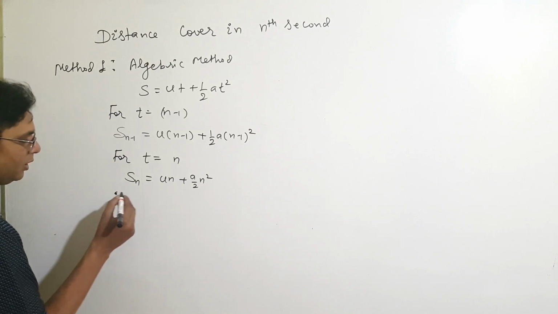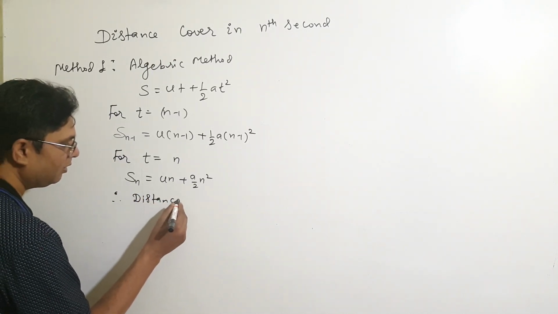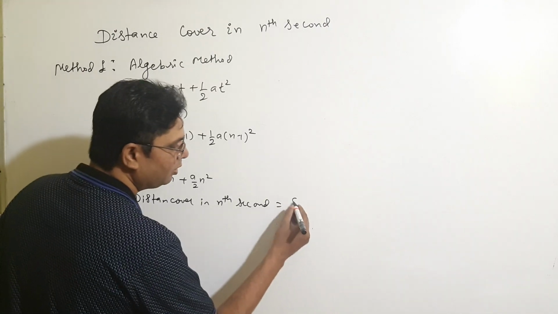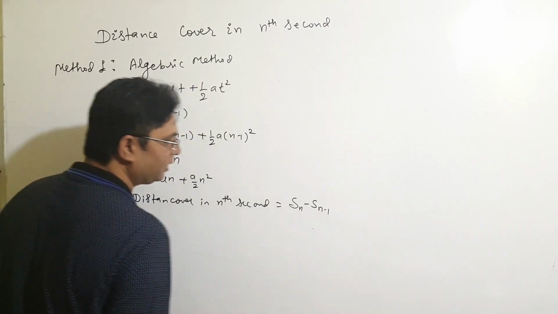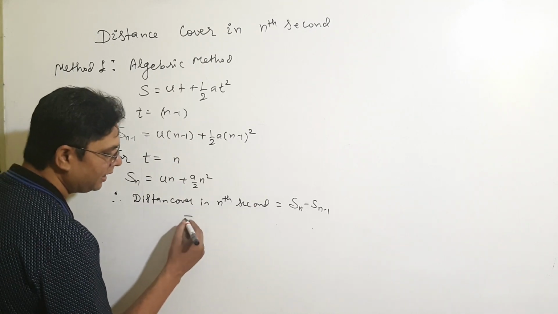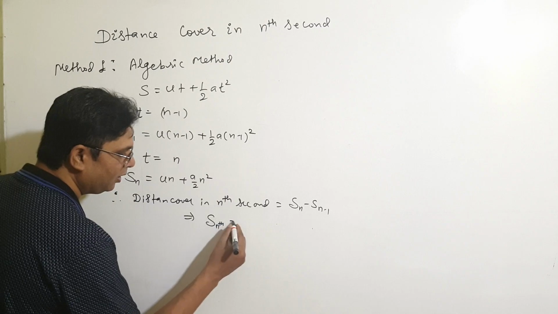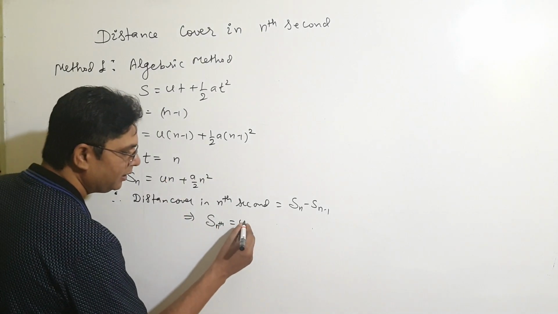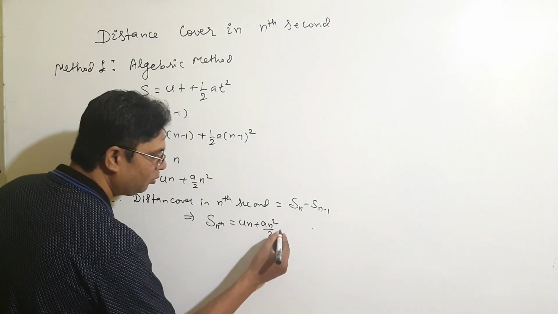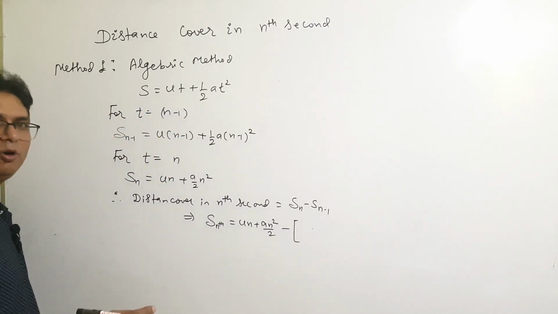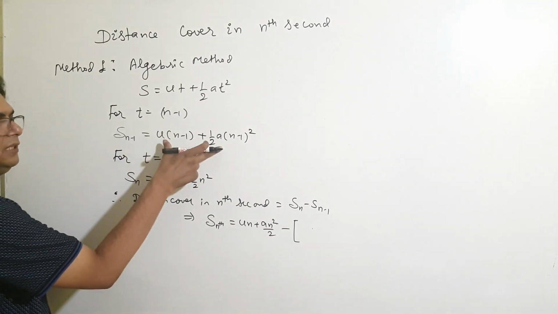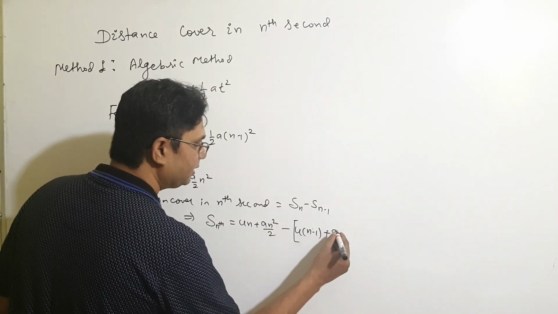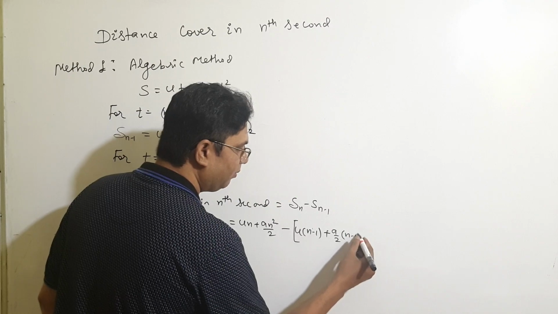So therefore, distance covered in nth second is equal to Sn minus S(n−1), and this distance covered in nth second is written as S nth. So put the value of Sn. The value of Sn is un + (a/2)n². It is un + an²/2. Give a minus sign and put the value of S(n−1). So S(n−1) is this quantity. Put it here. You have u(n − 1) + (a/2)(n − 1)².